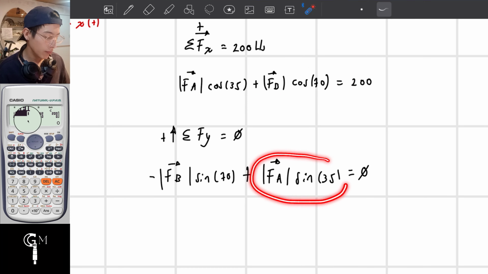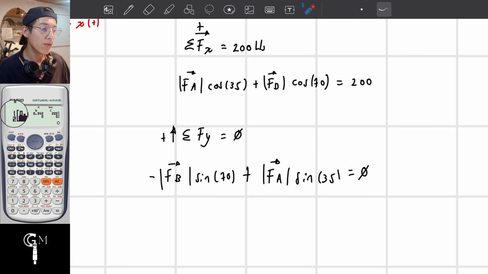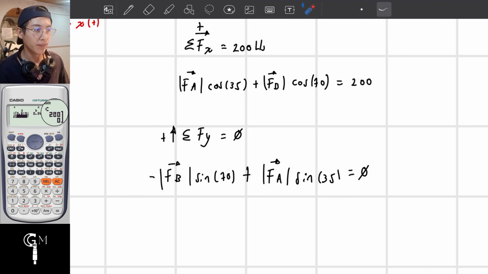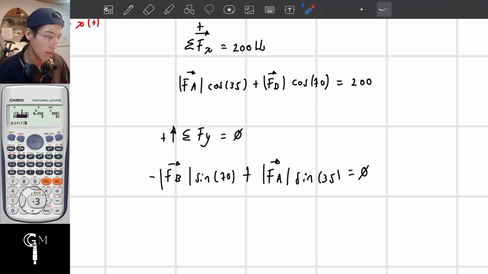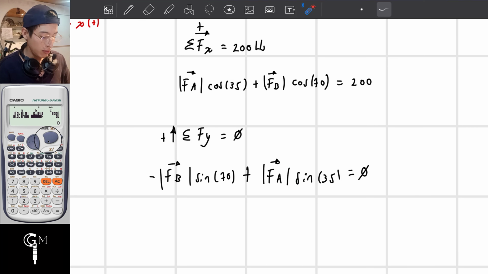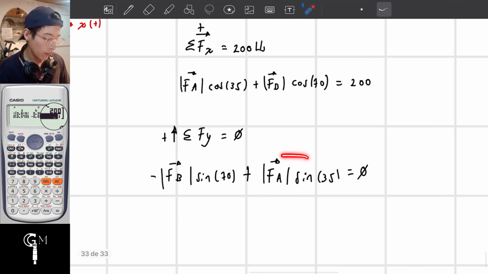Now, I've placed in the first row the information of FA first. So I have to do the same thing regarding the second equation. In this case, sine of 35 is next to FA. So I'm going to place that right there. FB minus sine of 70, and this is equal to 0. So A, B, and C.